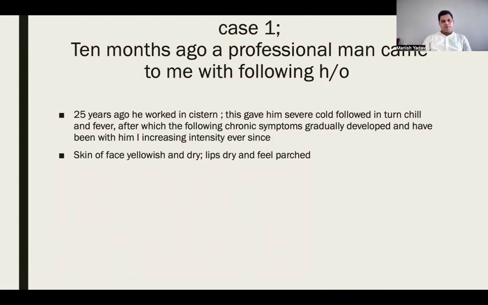What is the trouble now? Skin of face yellowish, dry, lips are dry, feel parched. Means right now he's having jaundice. His liver is affected. He's having jaundice and other complaints.